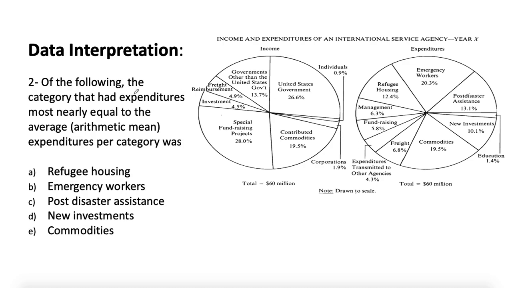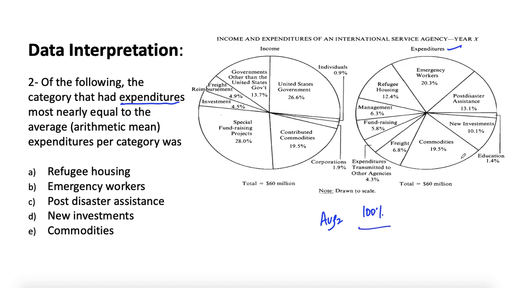Now the next one is: of the following categories, the one that had expenditure most nearly equal to the average (mean) expenditure per category was. Now asking about the expenditure. Okay, now we want to see which category in expenditure has almost a value equal to the average of all of these. Now we know that all of these must equal 100%. So what is the average? All of these are in percentage form, so better keep this in percent.